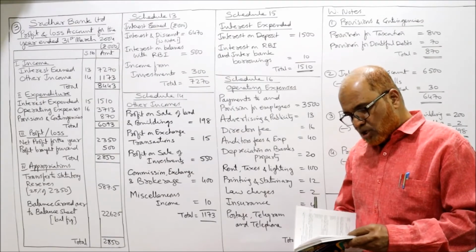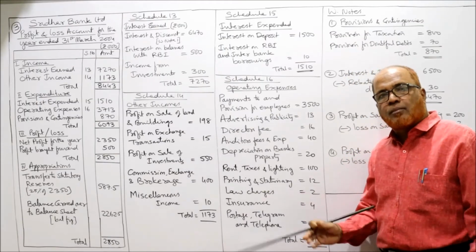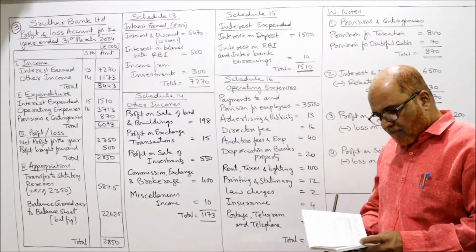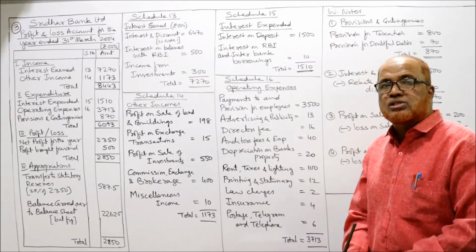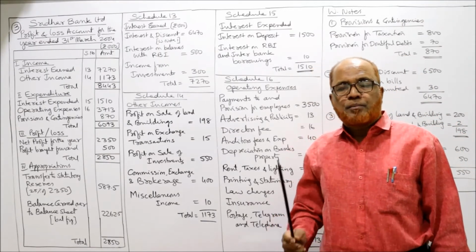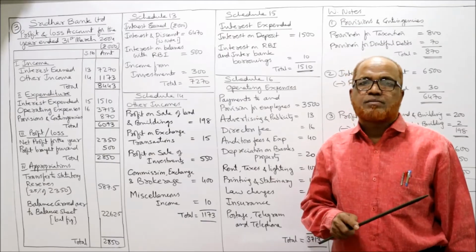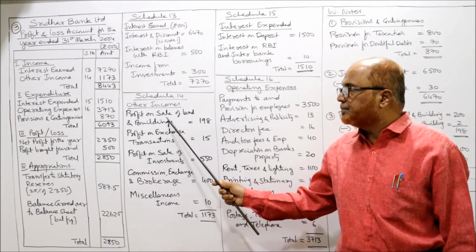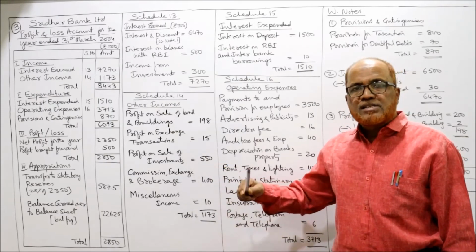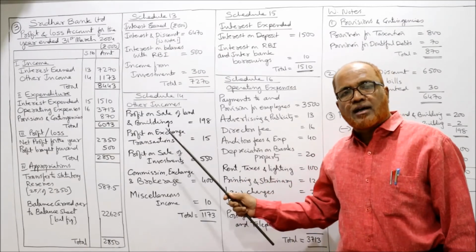Then depreciation on bank's property, same operating expenses. Profit on sale of investment, loss on sale of investment. See, profit on sale of investment, this item will come under other income. Investment बेचे उसके ऊपर profit आया तो other income.